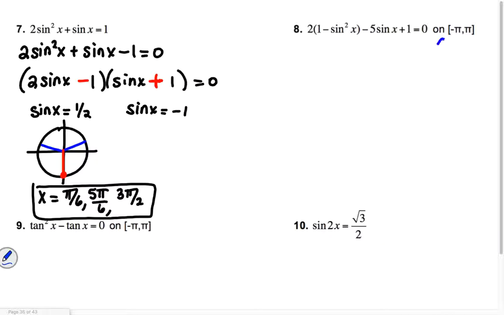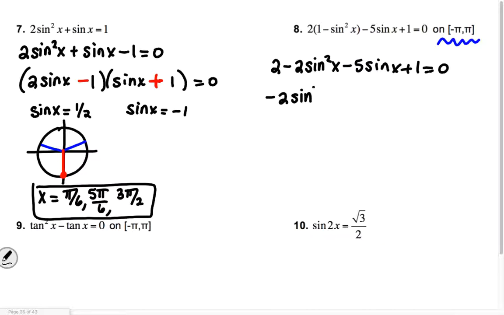All right, number 8 has a different interval, so it's on negative pi to pi. Inclusive, meaning including both negative pi and pi. Not like the last one that didn't include 2 pi, right? So we're going to go ahead and simplify. So I multiply the 2 in, so I get 2 minus 2 sine squared x minus 5 sine of x plus 1 equals 0. So I have negative 2 sine squared x minus 5 sine of x plus 3 equals 0.